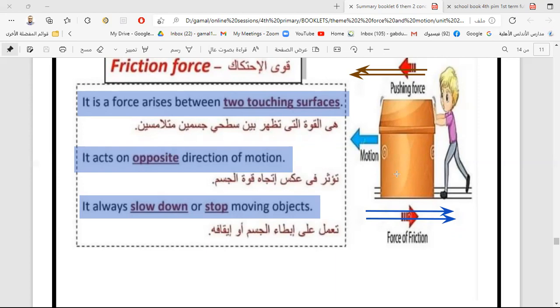Until what? Until it stops. Why did it stop? What slowed down the motion? It stopped because of the force of friction. Friction with what? With the ground. Can you explain it again? What happens if you stop pedaling, if you are riding a bike?